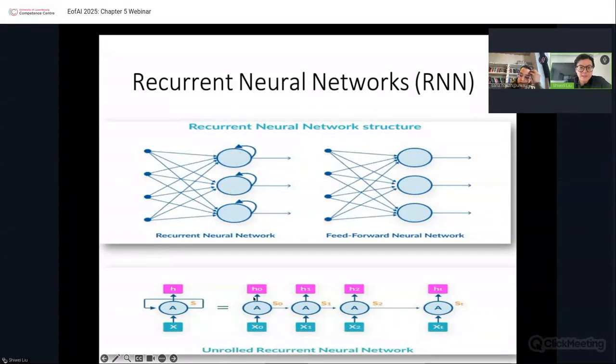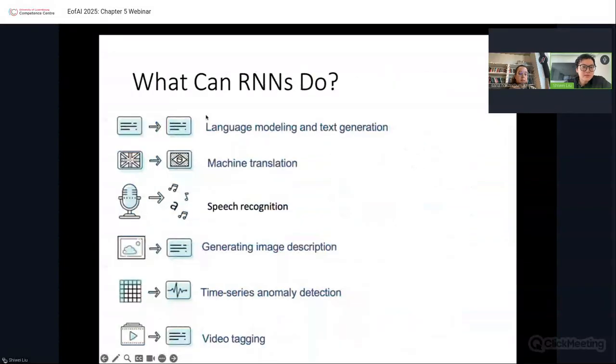The benefit of recurrent neural networks is that they can capture the dependency between different data samples, which is essential for time series data or text data. This is why before the invention of the transformer, recurrent neural networks dominated fields like language modeling, text generation, and speech recognition, because they are time series data.